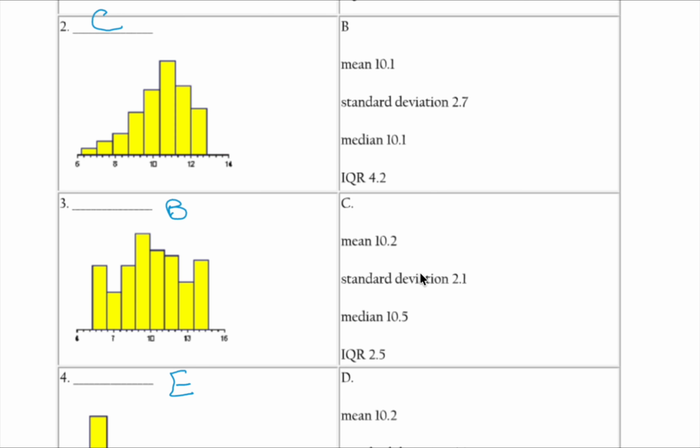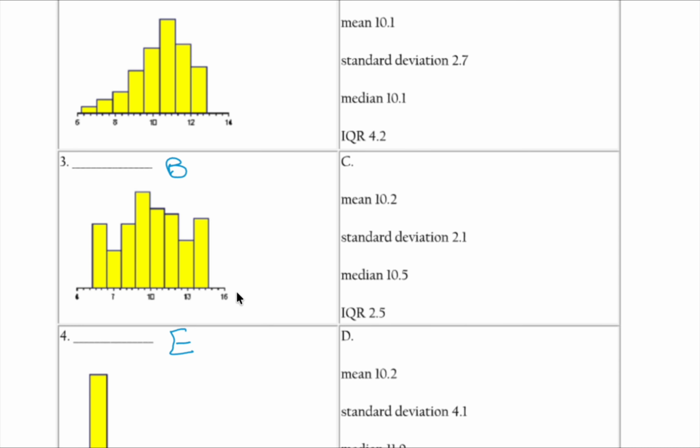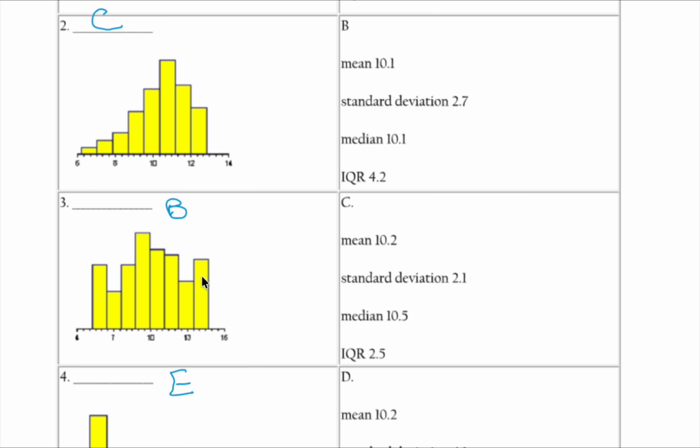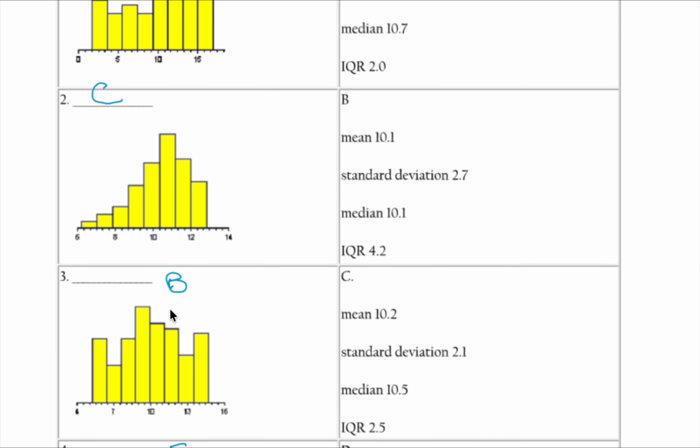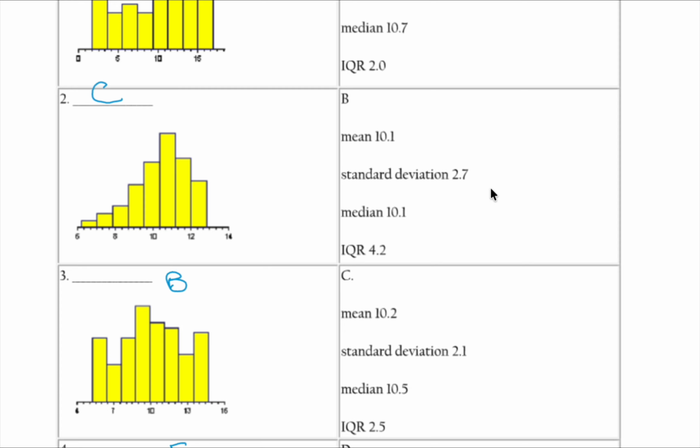And histogram 3 is also fairly symmetric, but it's wider than histogram 2. So I expect the mean to be approximately equal to the median, but with larger standard deviation and IQR than histogram 2. Option B shows that increased spread here. So histogram 3 matches B.